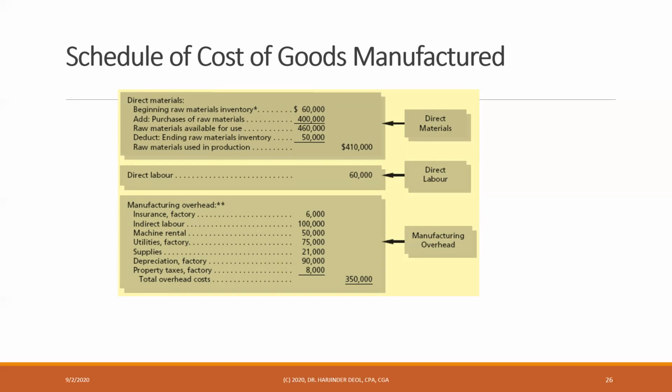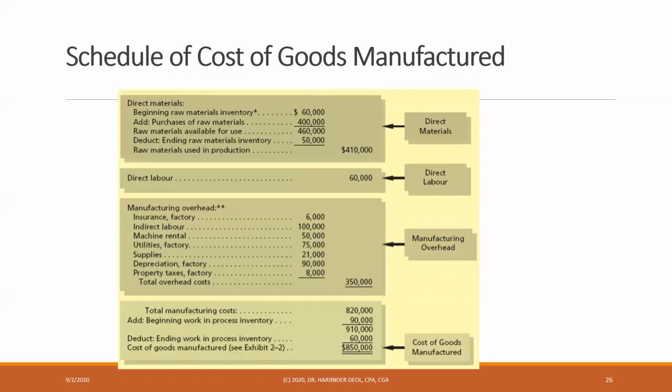Direct materials, direct labor, and manufacturing overhead added together give us total manufacturing costs. To this, remember, there's two adjustments to be made. You will add the cost of beginning work in process inventory and subtract the cost of ending work in process inventory. And what you're left with is the cost of goods manufactured.